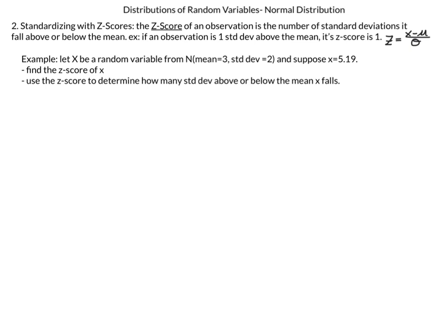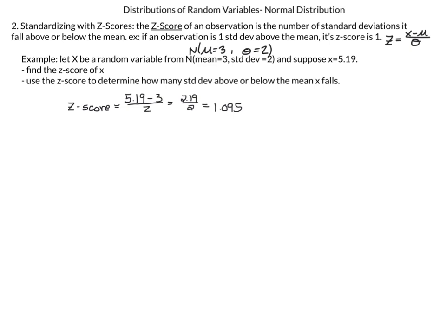Let's do another example. Let x be a random variable from N with mean equal to 3 and standard deviation equal to 2. The program I use to record these videos doesn't allow me the mu and the sigma, so I just wrote out mean and standard deviation. But this is really N of this. And suppose that our measurement x is equal to 5.19. We want to find its z-score and then use the z-score to determine how many standard deviations above or below the mean x falls. For this example, I just used my formula here.